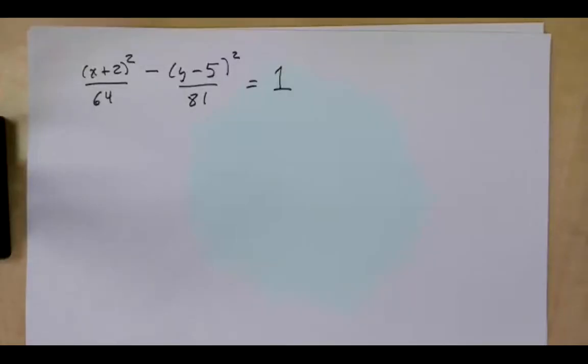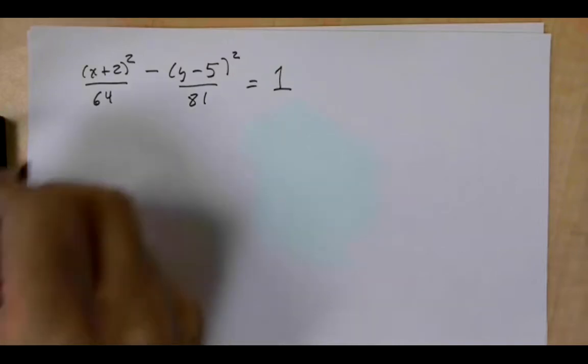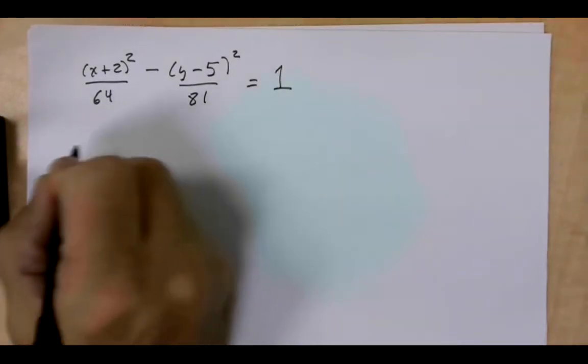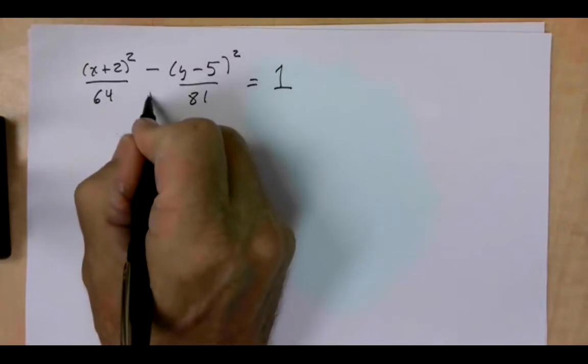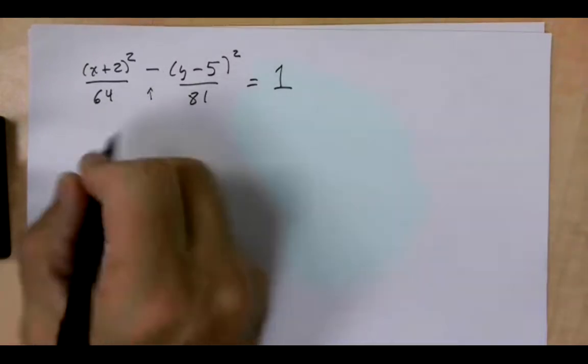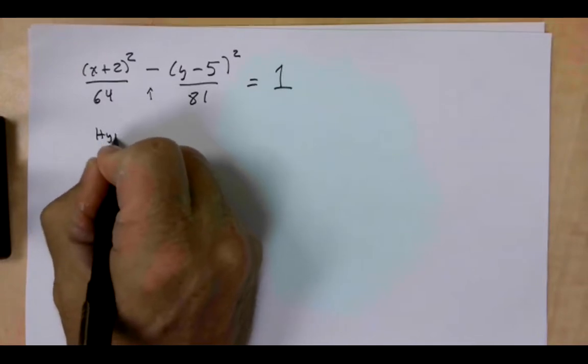So the first question I'm going to ask is, if we would graph this, what is it? Is it a parabola, a hyperbola, an ellipse, or something else? The next question I want to ask is, what is the center? So there's a minus sign here. This thing indeed is a hyperbola.